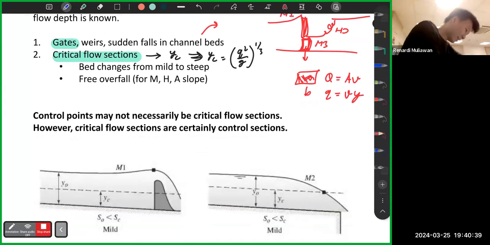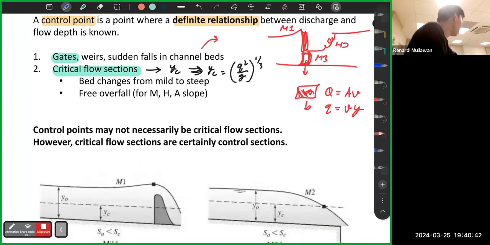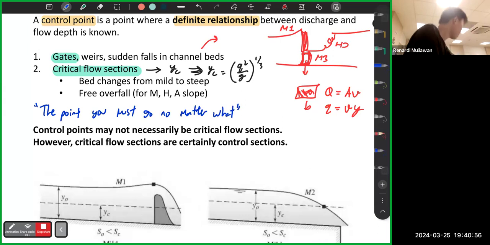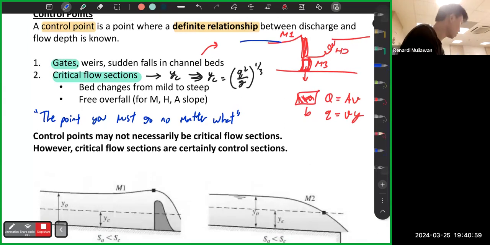Okay, but anyways, I think an easier way to explain this, though it's quite informal, is, quote unquote, the point you must go no matter what. I think that's the easier one. So for example, even though the water is like here, it must always go here, because that's the only space available. So that's a control point. It must go down, so that part is a control point. This part is actually a control point also because it must go up no matter what. It's always M1. So these two are control points.